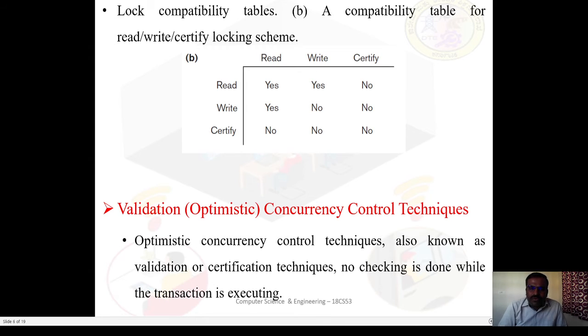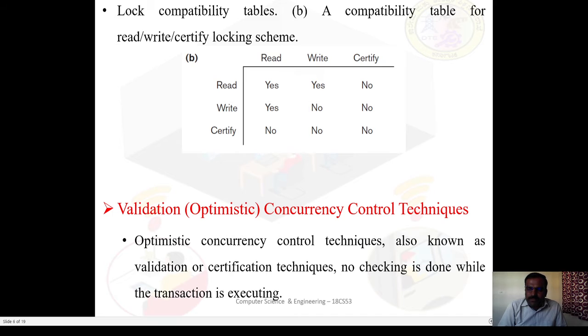Next we will discuss the validation or optimistic concurrency control technique. Optimistic concurrency control techniques are also known as validation or certification techniques. In this case, no checking is done while the transaction is executing.